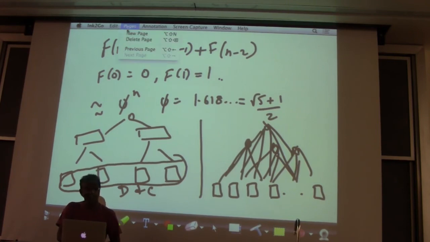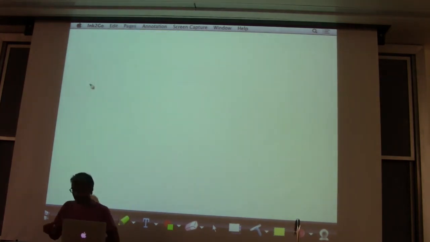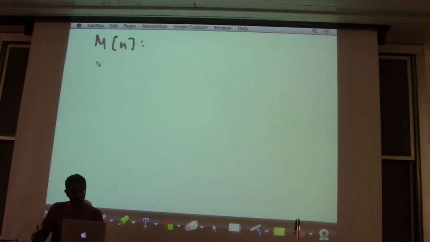So if we had to rewrite our Fibonacci calculation with the idea that we should store answers, we'd say something like, how would you write this? So we create some array of size n, and we initialize.